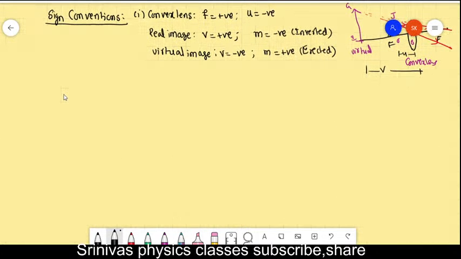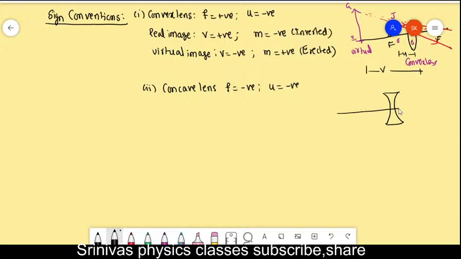Right. According to sign convention rules, for the convex lens we generally take the focal length positive and object distance negative. And for the second, the concave lens, focal length is always negative. Remember it. Concave lens means focal length is negative. Object distance is negative for anything, right?